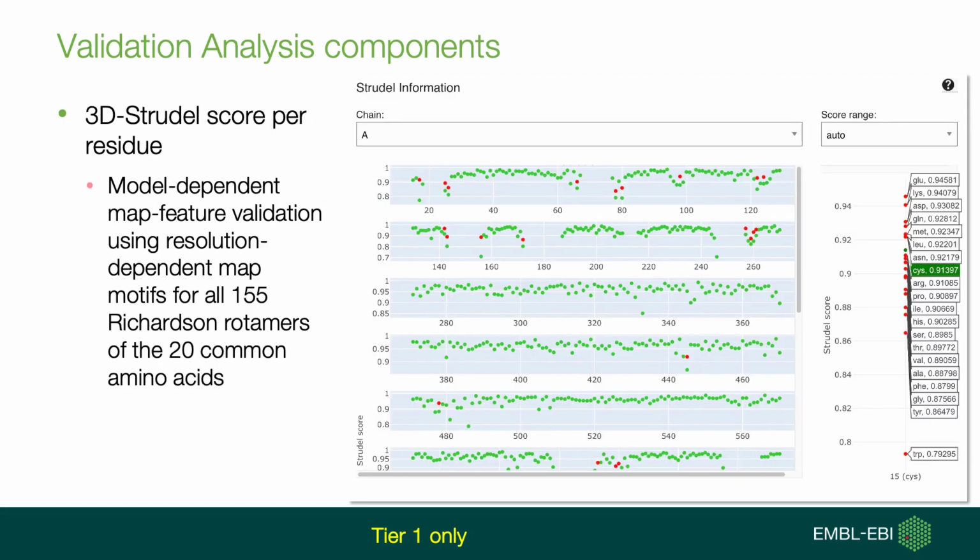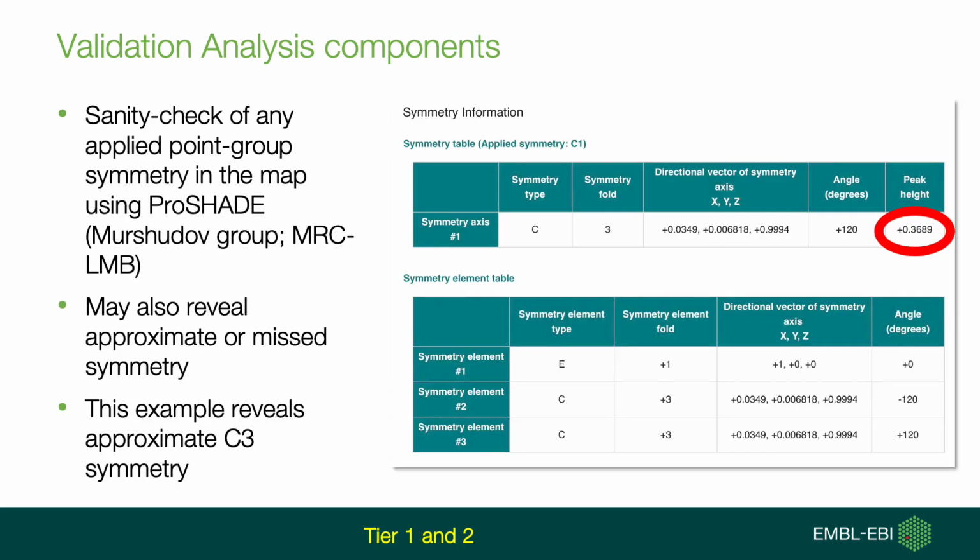Also in tier 1 is 3D Strudel, which is something we have developed ourselves in collaboration with Gerard's lab. What it basically is model-dependent map feature validation using resolution-dependent map motifs for all the 155 Richardson rotamers of the common amino acids. So we check if you build something as a tryptophan, does the map around that residue look like a tryptophan map at that particular resolution?